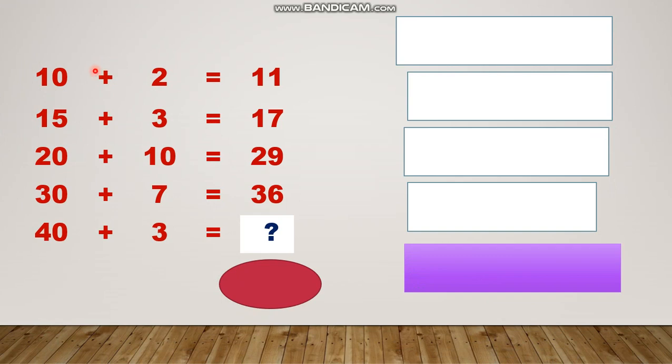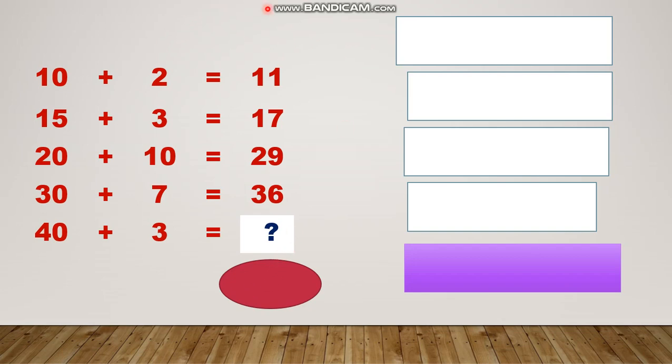In the second one, these are the problems, and you are supposed to identify the missing number here. Just try to identify the pattern in these four answers, apply the pattern to the fifth addition problem, and then you are going to get your answer.